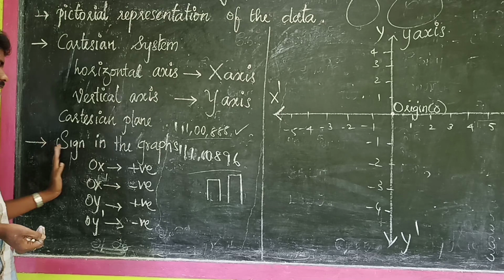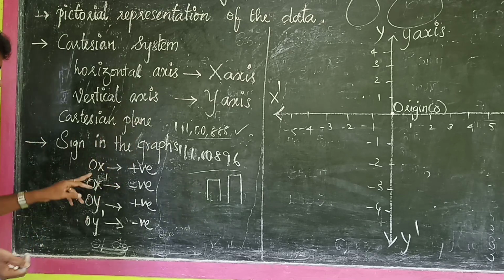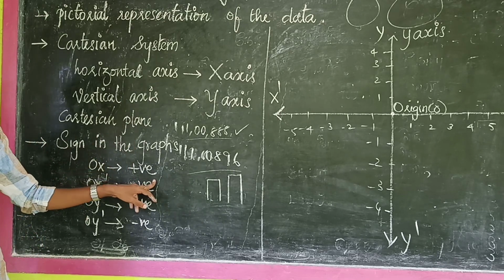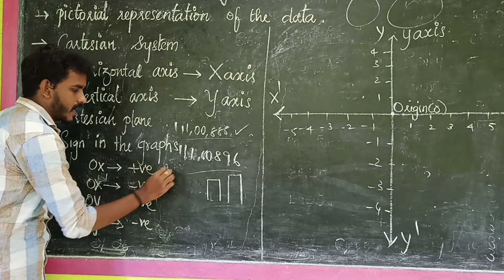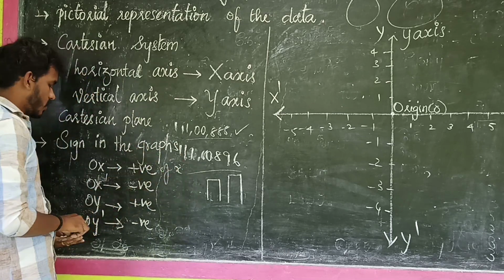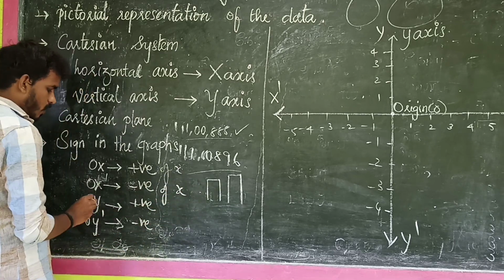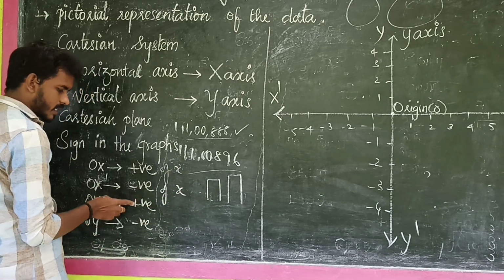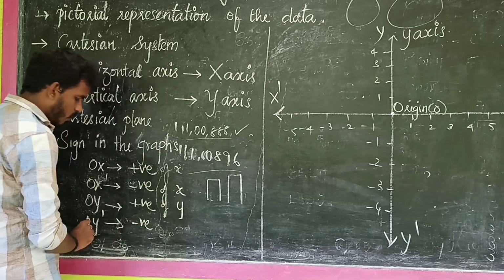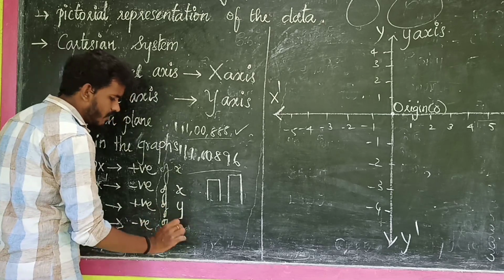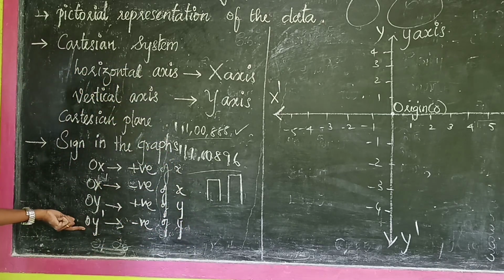Okay, so now sign on sign in the graph, already I have told you OX means what? That is the positive side of the x-axis. So OX dash means what? That is the negative side of x, isn't it? So OY means what? That is the positive side of y. OY dash means what? That is the negative side of y. That's all. You should know only this well.